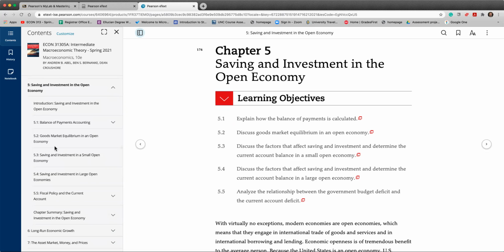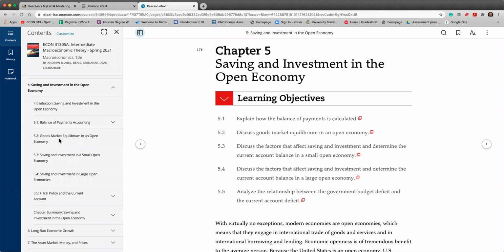You'll see that there are 5 different sections in this chapter, but in reality, there are really 2 things in this chapter. The balance of payments accounting section, we'll talk about that in just a moment. And then goods market equilibrium in an open economy. So instead of in Chapter 4, where we looked at the place where desired saving and desired investment intersected, that's the equilibrium in a closed economy with no other international players in this market. That is no longer going to be the case, and that is the big difference in this chapter.